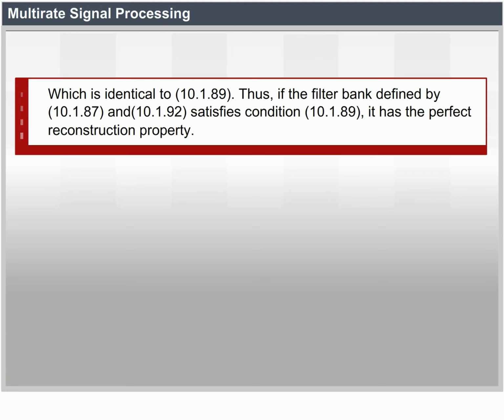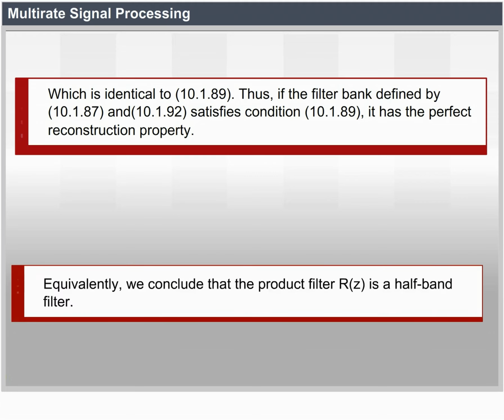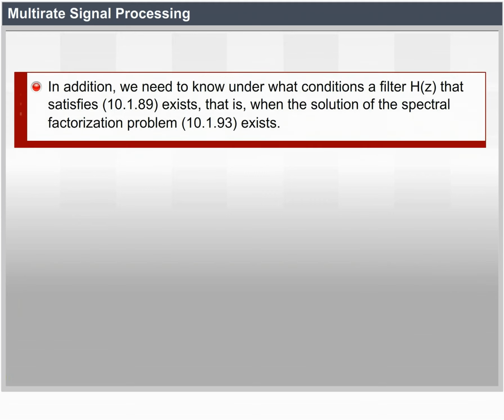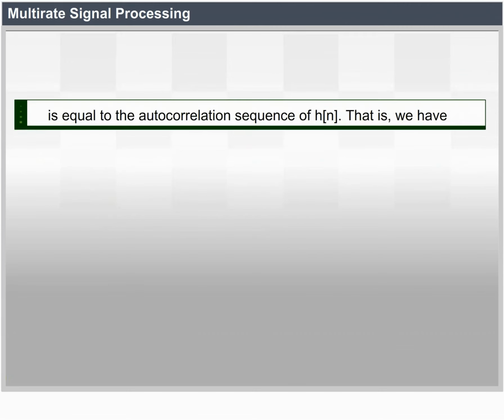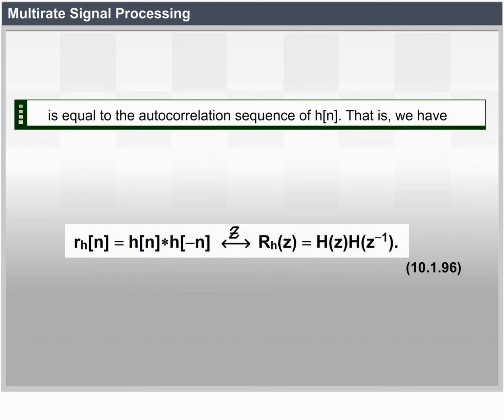In addition, we need to know under what conditions a filter H(z) that satisfies 10.1.89 exists, that is, when the solution of the spectral factorization problem 10.1.93 exists, or R(z) = H(z) H(z^-1), equation 10.1.95, which is equal to the autocorrelation sequence of h(n), that is, we have r(n) = h(n) * h(-n), or R(z) = H(z) H(z^-1).